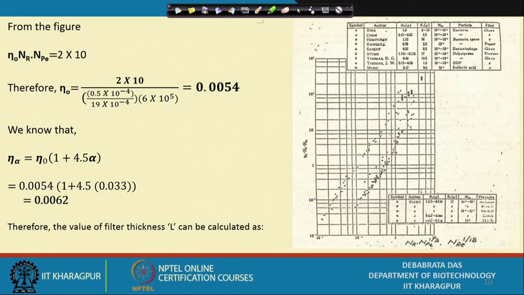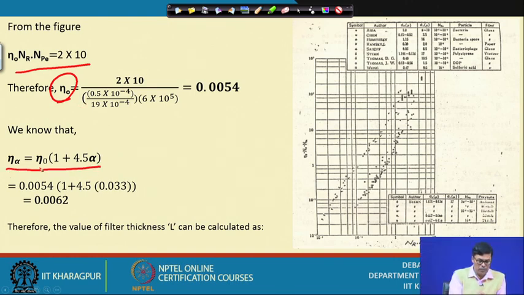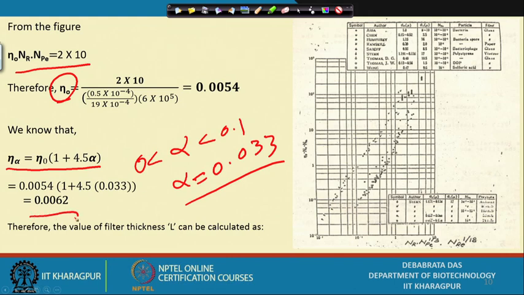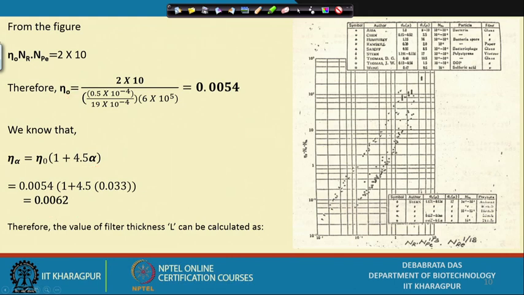Now we have done this, and we find that this value is equal to 2 into 10. Now from that we can find out the eta 0 value. Eta 0 is the overall collection efficiency, and we know that the single fiber efficiency eta alpha is eta 0 by 1 plus alpha, if the alpha value lies between 0 to 0.1. So here the alpha value is 0.033. So it lies well within that range, and so we can find out the single fiber efficiency.